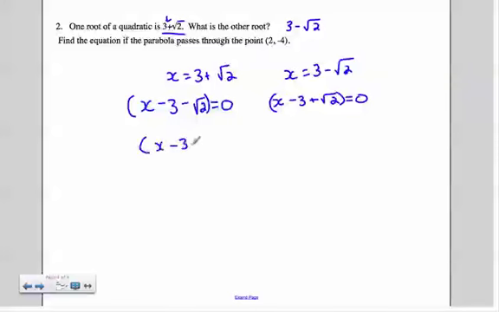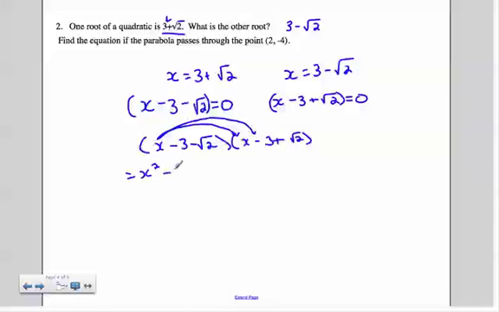So now I'm going to put them together. Don't worry about all the ugliness that's happening. Some cool stuff is going to come about when we multiply. So now I'm going to FOIL. x times x is x squared. x times negative 3 is negative 3x. x times root 2 is plus root 2 with an x.